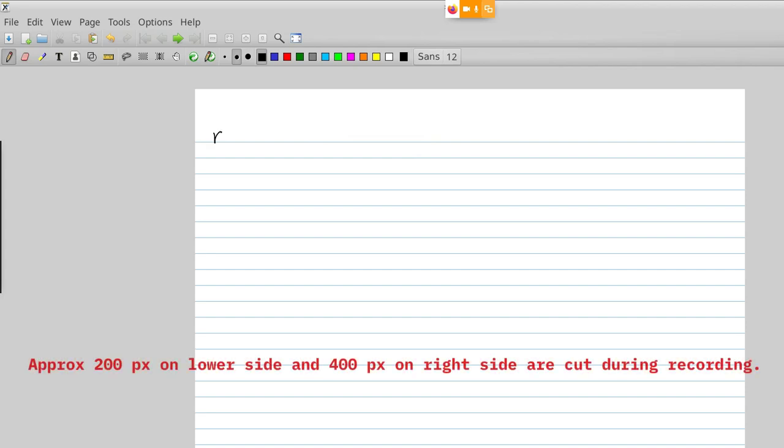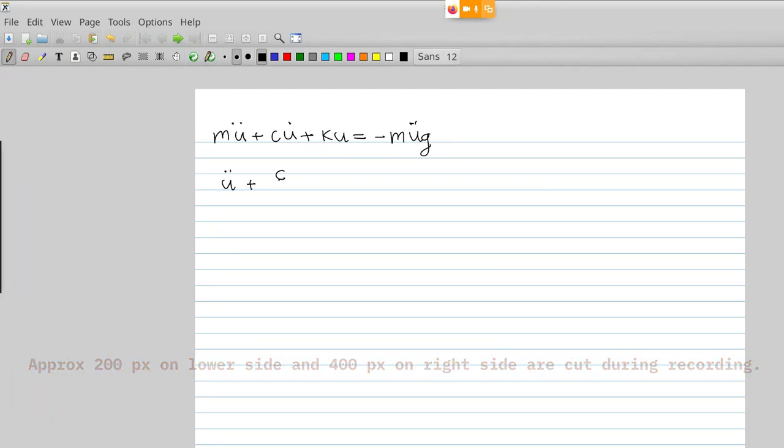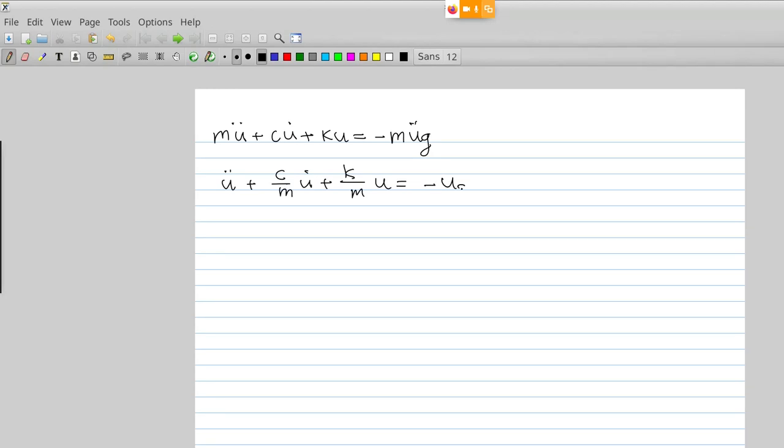The governing differential equation that we have seen so far is m u double dot plus c u dot plus k u is equal to minus m ug double dot. If I divide this entire equation by m, then I get the equation u double dot plus c by m u dot plus k by m u is equal to minus ug double dot. Now what is c by m? What is the simplified, or rather what different way can I write c by m?